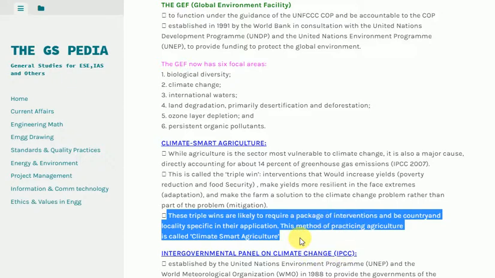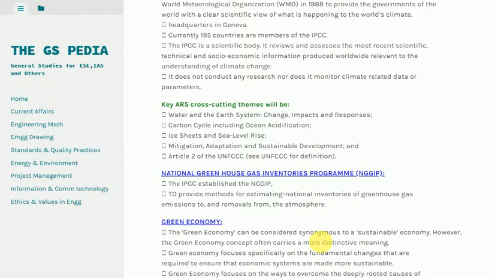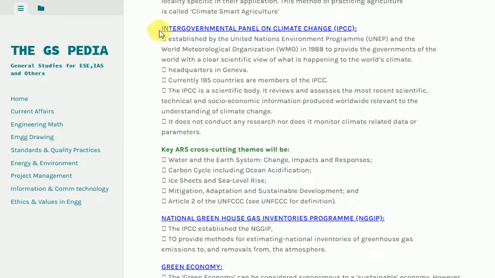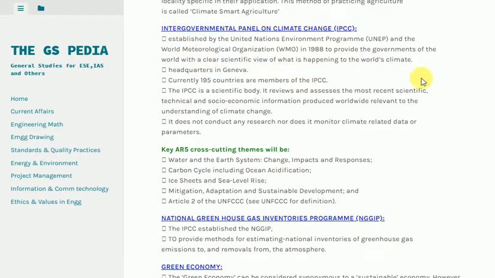Intergovernmental Panel on Climate Change (IPCC), established by the United Nations Environment Programme, UNEP, and the World Meteorological Organization (WMO) in 1988 to provide the governments of the world with a clear scientific view of what is happening to the world's climate. Headquarters in Geneva. Currently 195 countries are members of the IPCC.